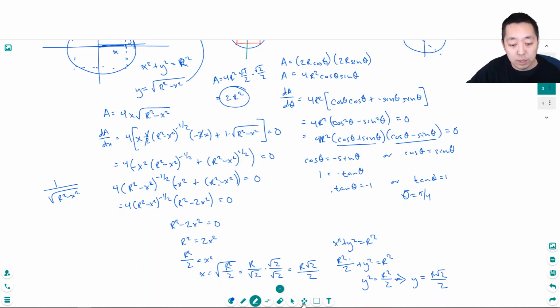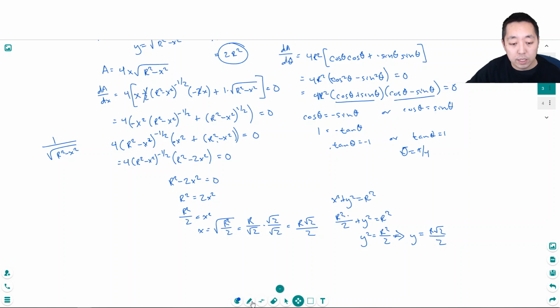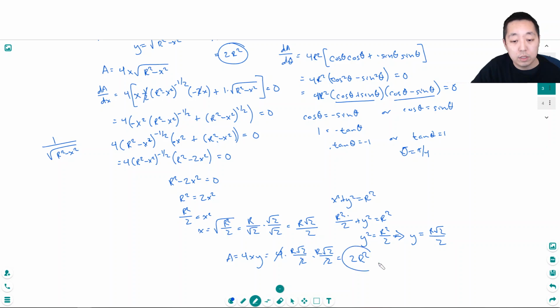We've got a square. And so the area is equal to 4xy. It's equal to 4 times r root 2 over 2 times r root 2 over 2. This 2 times 2 and 4 cancel. This is equal to 2r squared, which is the same thing as I got up here.